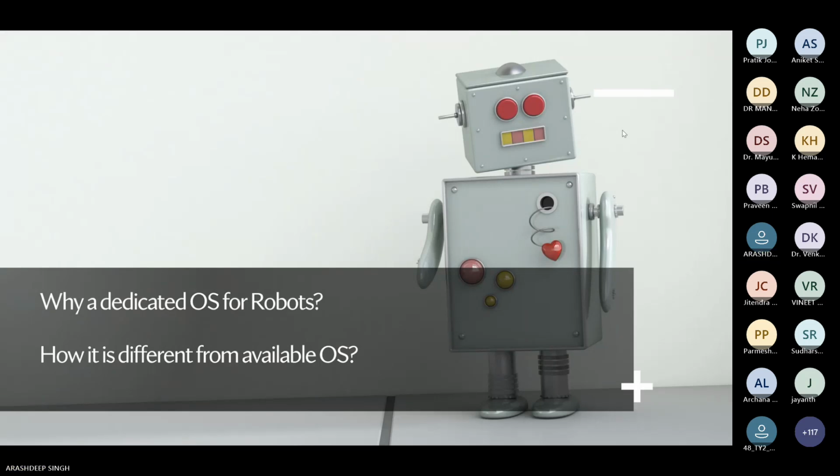Now, how is it different from the available operating systems, like Windows and Linux based operating systems like Ubuntu? Here ROS provides us an ecosystem and framework which helps us work with robots in a much easier way. It basically abstracts many things for us. We will see what that means in upcoming slides.